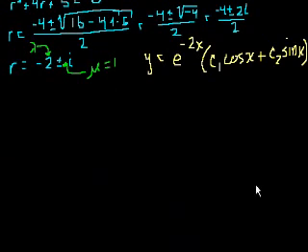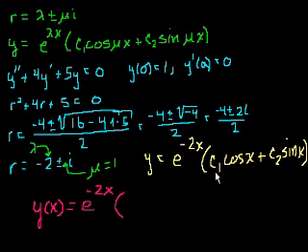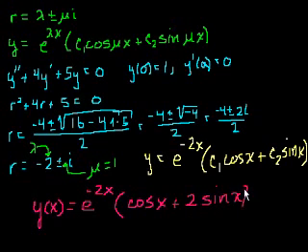I'll write it nice and big. So our particular solution, given these initial conditions, is y of x is equal to, this was a general solution, e to the minus 2x times, we solved for c1, we got it equal to 1, so we can just write cosine of x. And then we solved for c2, we figured out that that was 2, plus 2 sine of x. And there you go. We have our particular solution to this differential equation with these initial conditions.